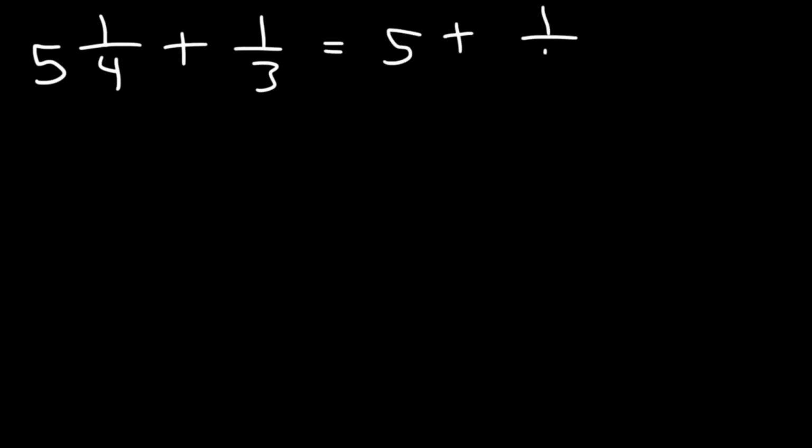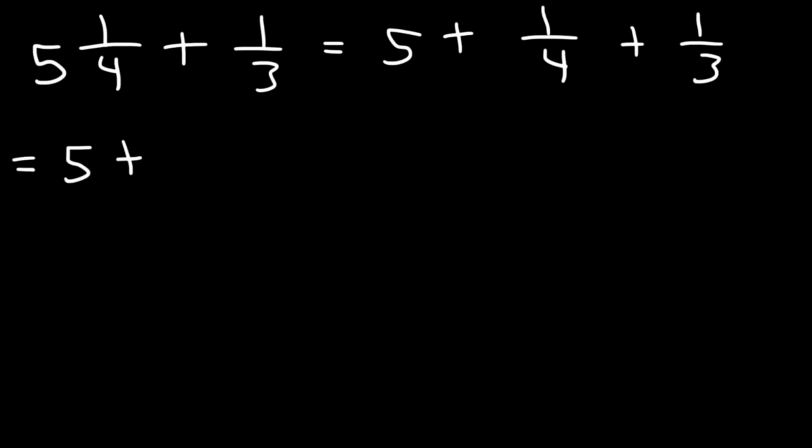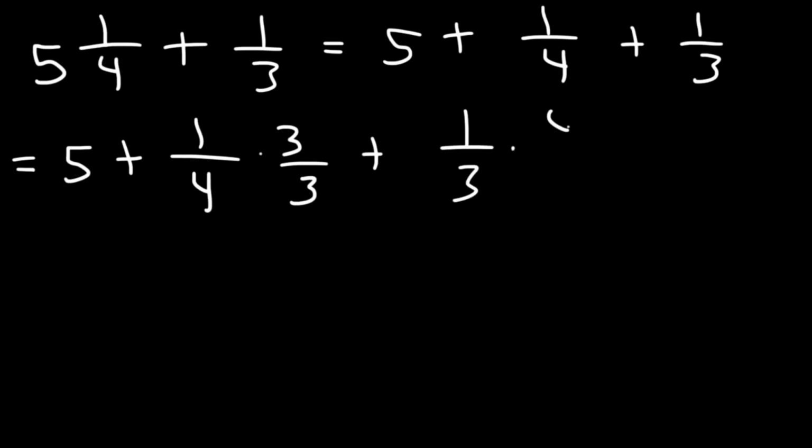Go ahead and try this problem. 5 and 1/4 plus 1 over 3. So we need to add these two fractions. And once again, we need to get common denominators. So 4 times 3 is 12. We need a common denominator of 12. So I'm going to multiply 1 over 4 by 3 over 3. And 1 over 3 by 4 over 4.